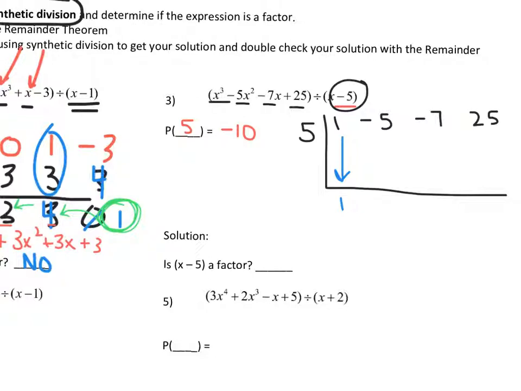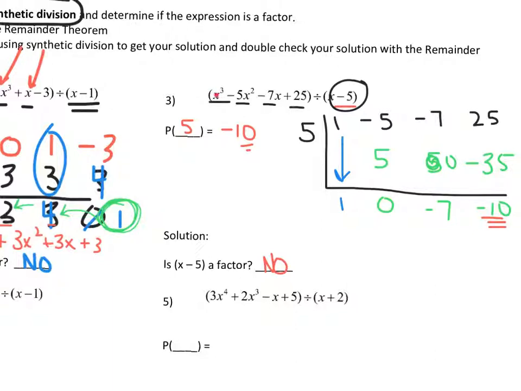And I'm going to multiply diagonally. 5 times 1 is 5. Negative 5 plus 5 is 0. 0 times 5 is 0. Negative 7 plus 0 is negative 7. And then 5 times negative 7 is negative 35, and then negative 10. So that matches because my remainder is negative 10 in both spots. So is x minus 5 a factor? No, because we had a remainder that wasn't 0.